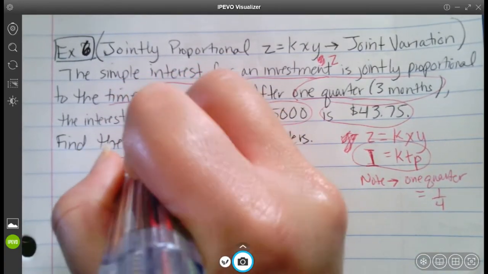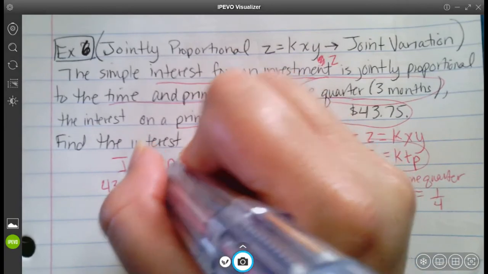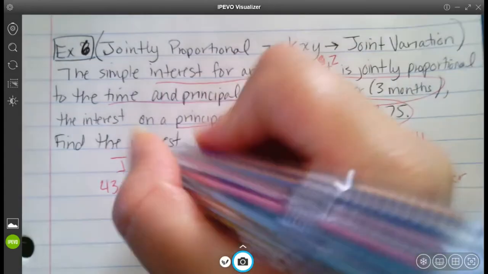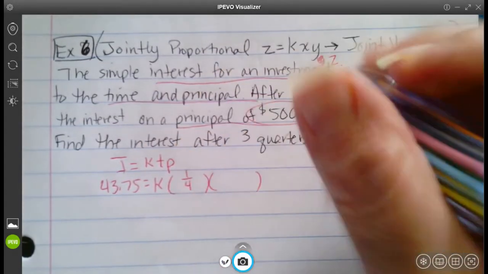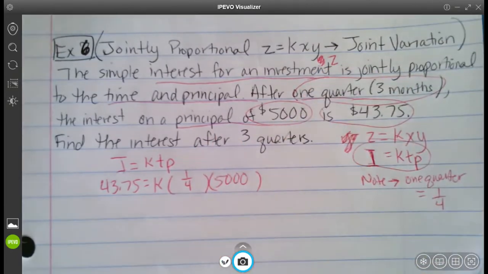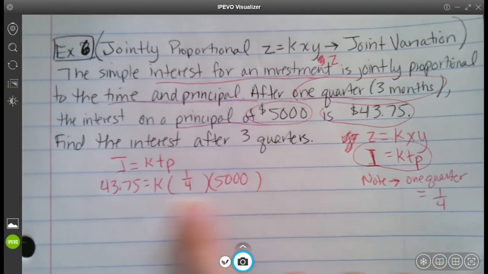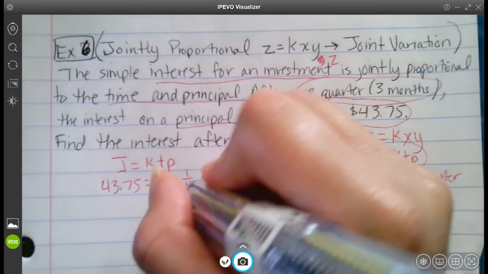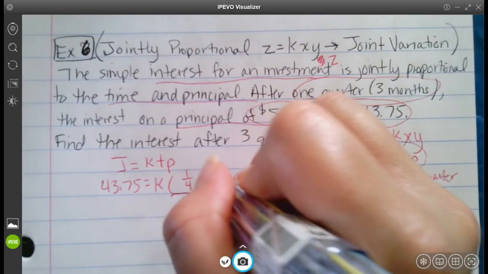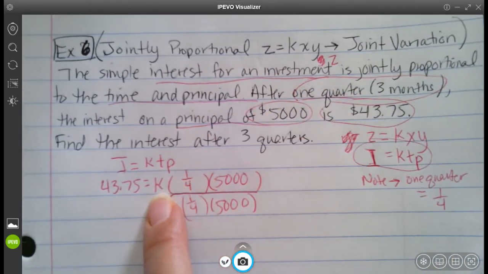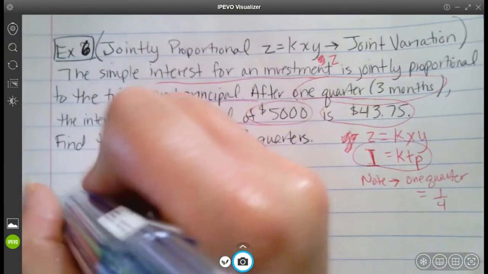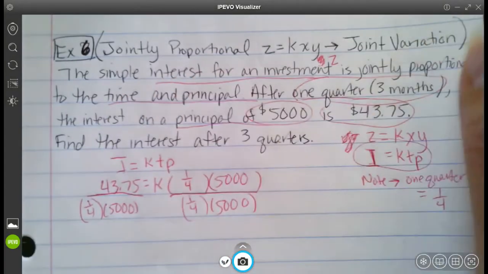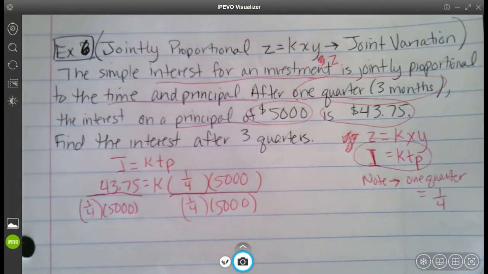So 43.75 is equal to K times our time. Our time is going to be this 1/4, and then our principal is $5,000. So we're going to go ahead and multiply this and then divide it from this side. I can do this all in one step, just so you can see. Essentially, you're going to divide the K by whatever's over here, so we have to divide this side by that as well. I'm just doing this in one step to save some time. So let me go ahead and calculate that really quickly.